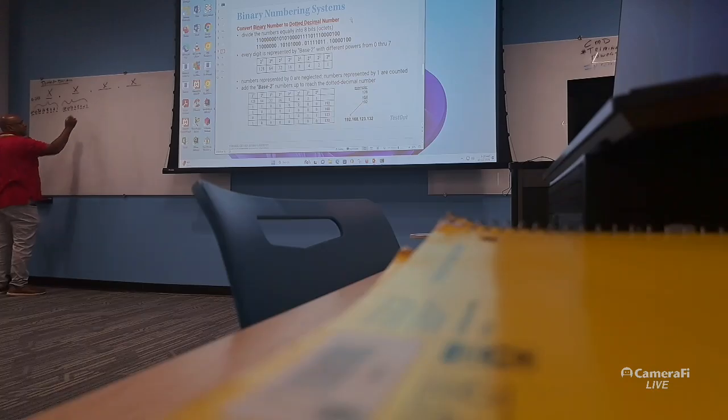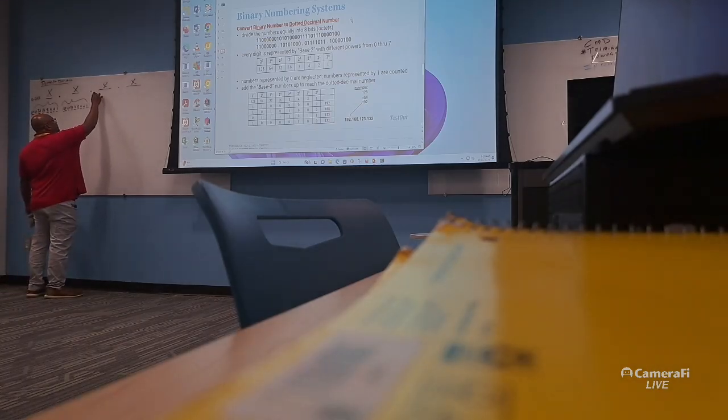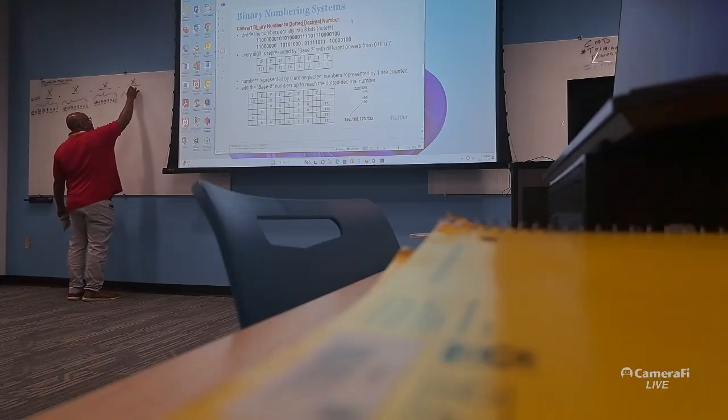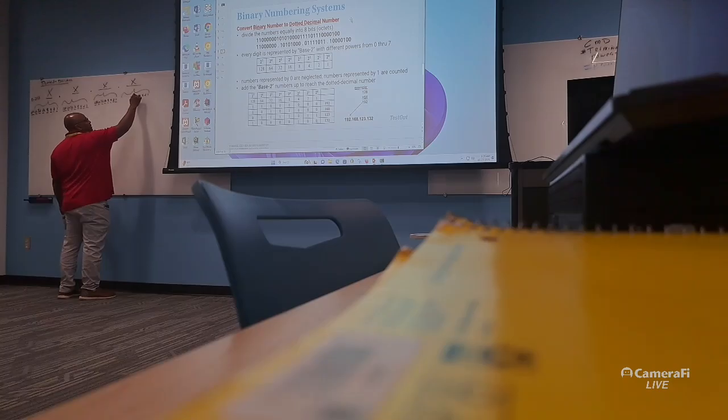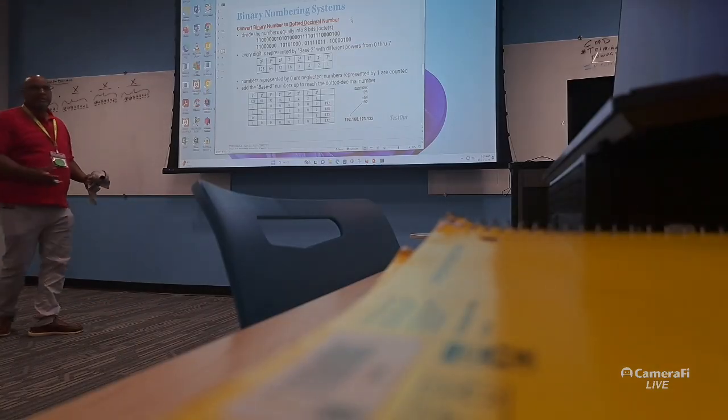I just put some lines underneath just so I can keep things copacetic. Same thing here, right? Do this one. Okay. 1, 2, 4, 8, 16, 32, 64, 128. Okay. And do the last one. Okay. 1, 2, 4, 8, 16, 32, 64, 128. Okay. All you gotta do is remember that. Are you with me? Okay.